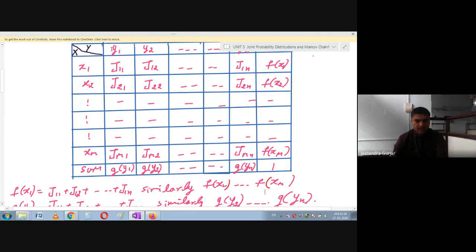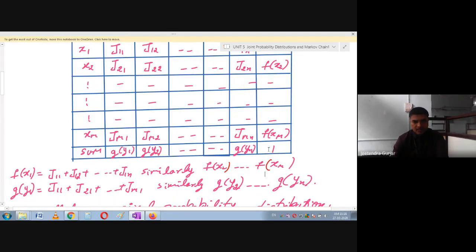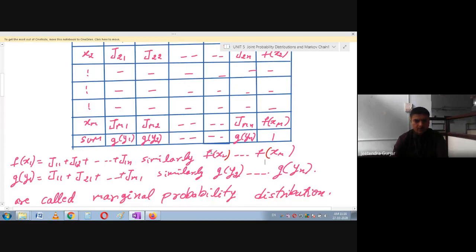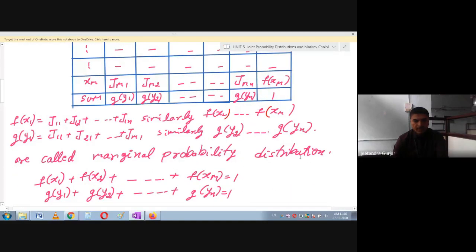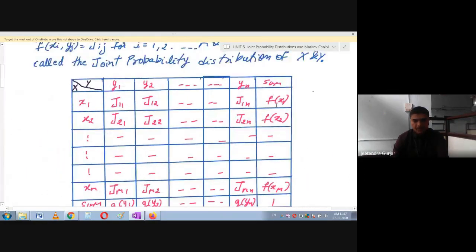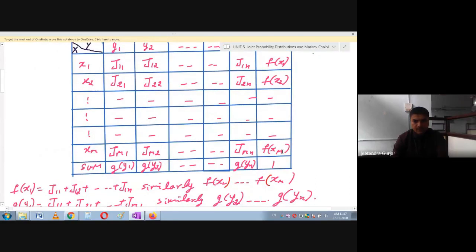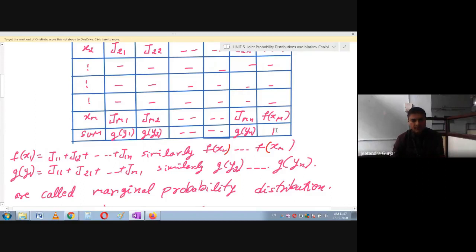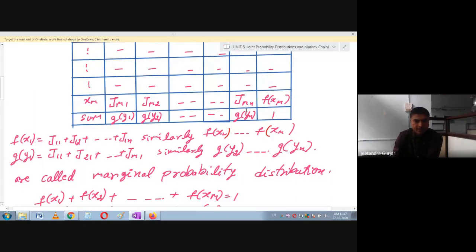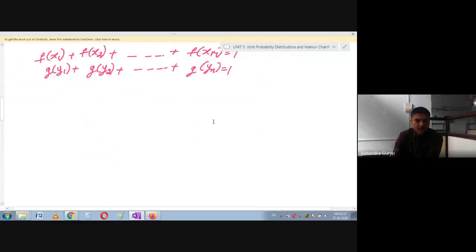Similarly, here we calculate the column. First column, second column, third column, all values we add. Such a last row and last column is known as the marginal probability distribution. Please remember this, students. Now we see the sum of all these f of x1, f of x2 and f of xm will always be equal to 1. Definitely this is a very important property of joint probability distribution. So please remember this property.